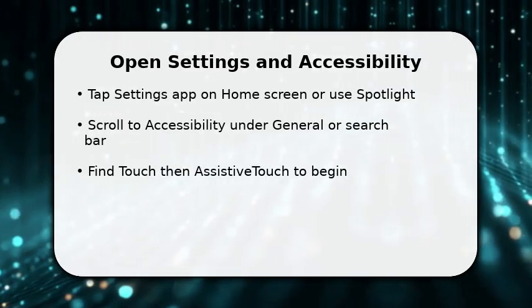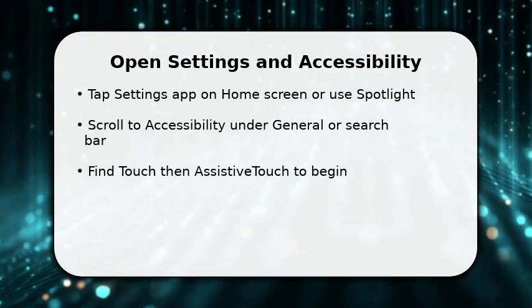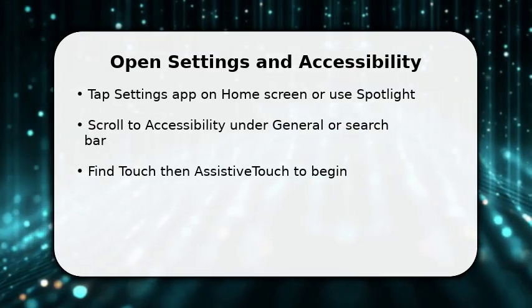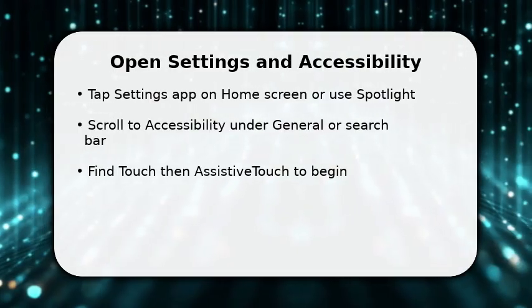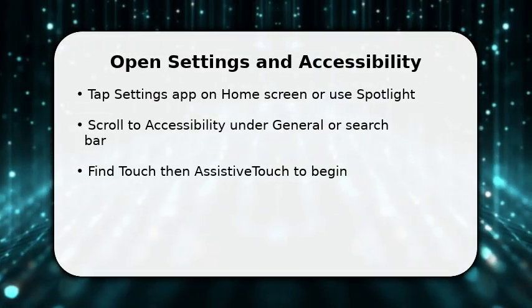Make sure to use the search field if you can't spot Accessibility quickly. Now that you've reached the AssistiveTouch entry, you're ready to view its toggle and options. This is the first actionable step toward turning it off and adjusting it.